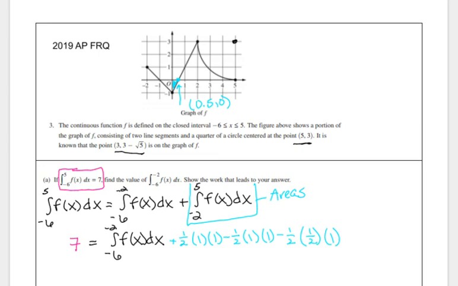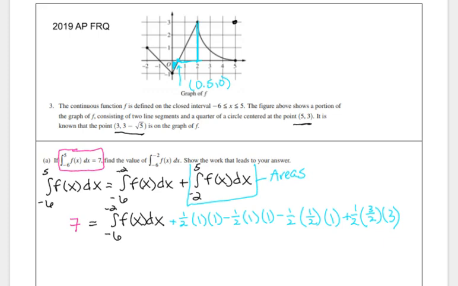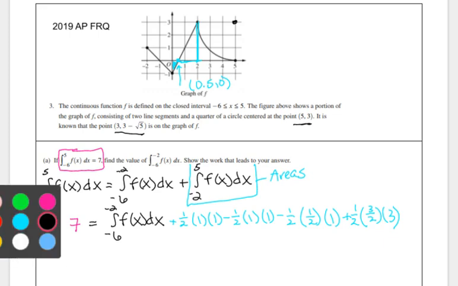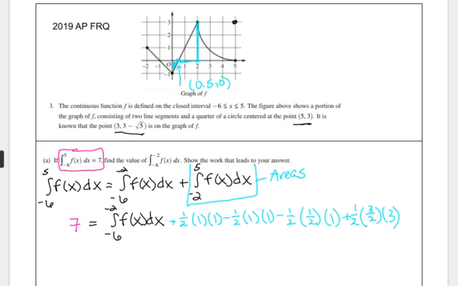Now we need to do this triangle to get us up to 2. So that's going to be 1/2. The base is 1.5, so 3/2. And the height is 3. And then I'm going to use a different color here so we can kind of show what's going on. So now we have to figure out how to find this red area.